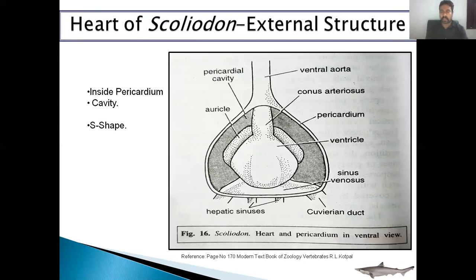So the function of the heart is the pumping of the blood to ensure a proper blood pressure, to ensure a proper blood flow. That is the function of the heart.